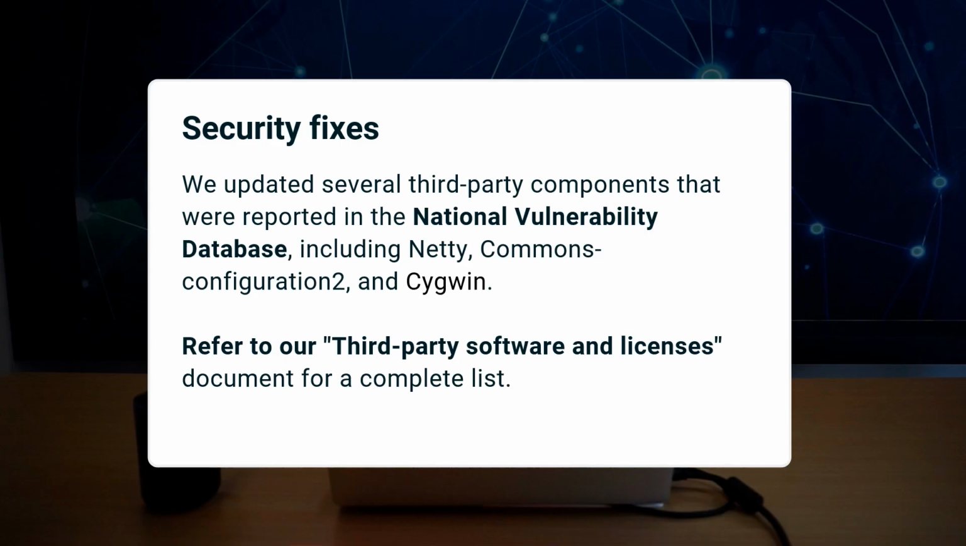This month, we updated several third-party components that were reported in the National Vulnerability Database, including Netty, Commons Configuration 2, and Cygwin. Refer to our third-party software and licenses document for the complete list.